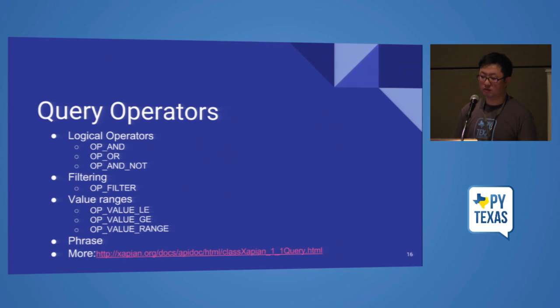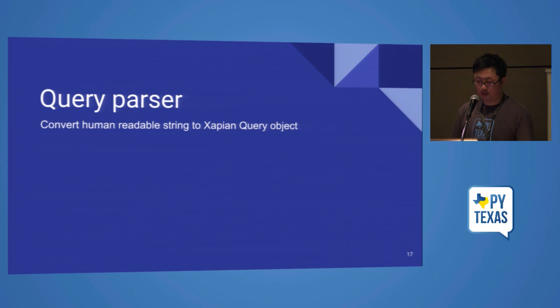These are the common operators Xapian supports. They are logic operators like op and, op or, and op and not. There is the filtering operator, op filter. The difference for filter is the weighting: it only calculates on the left side of the operator. There are value range operators, less than, greater than, and range. And the phrase operator, with which we can search a phrase.